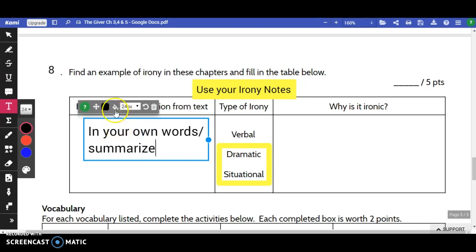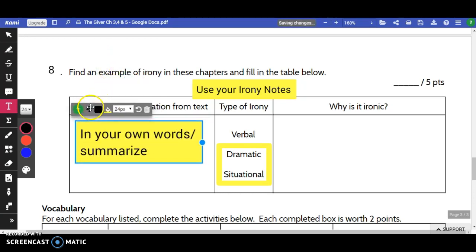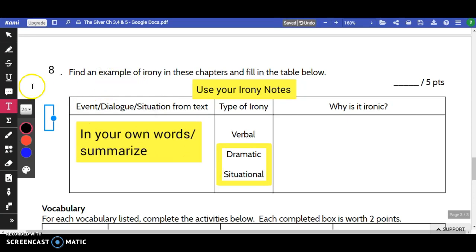So don't forget that you can do that. You don't have to write it word for word. You probably don't have enough room. Then you need to choose the type of irony. I know for sure that there are examples of both dramatic and situational irony in chapters 3 through 5.